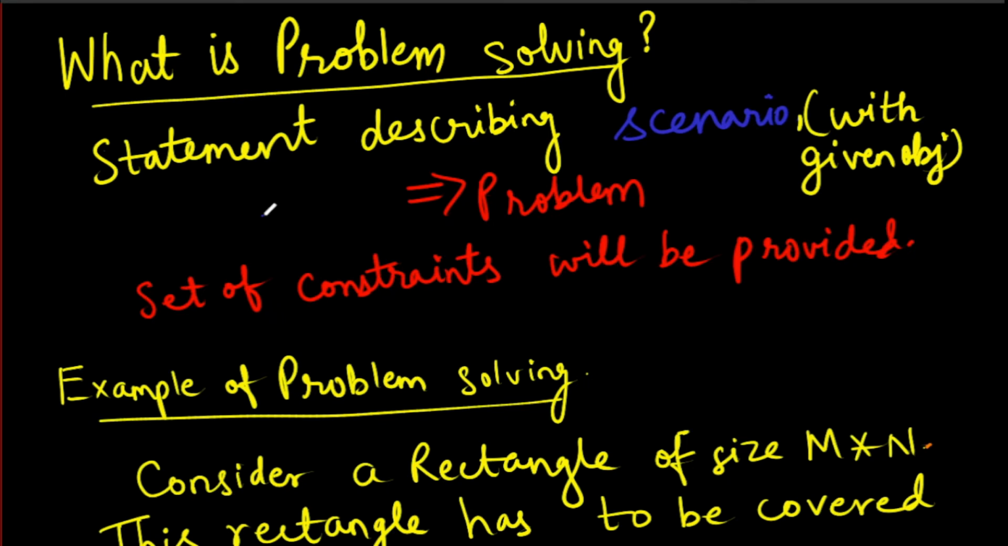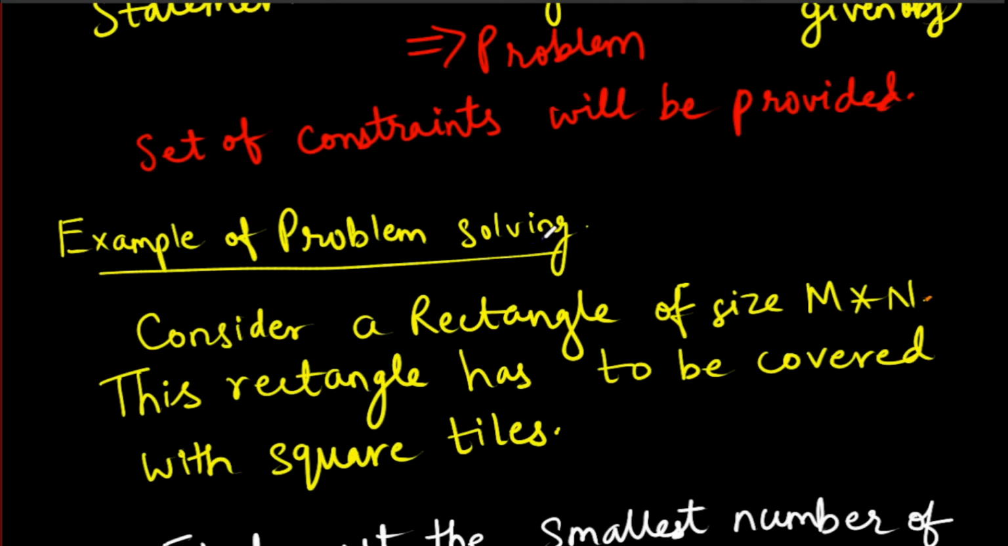But in real life, there will be some constraint, and based on that, one has to solve the problem. So this is the idea of problem solving. To understand the idea much better, let us consider an example. Firstly, a rectangle of size m cross n is given, right? This rectangle has to be covered with square tiles.